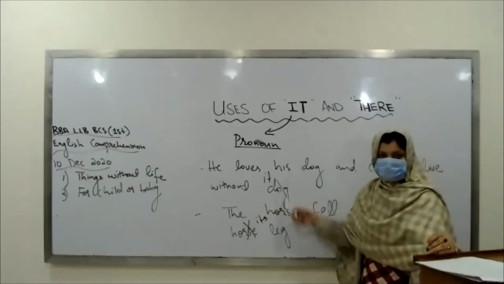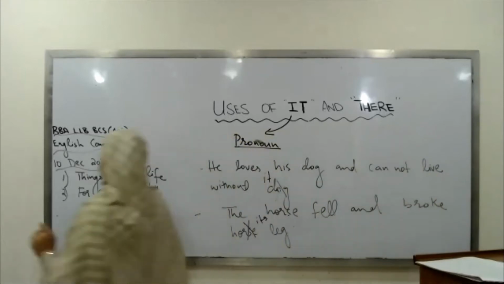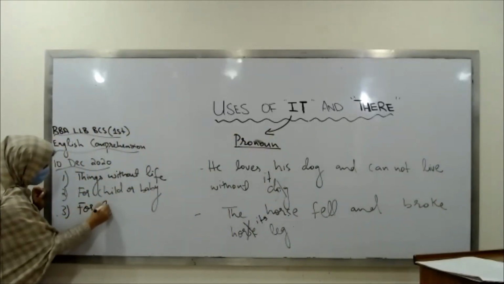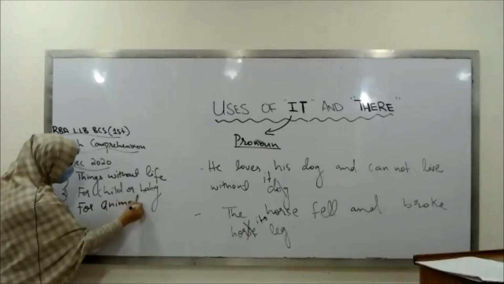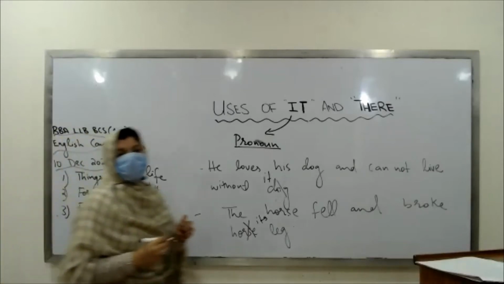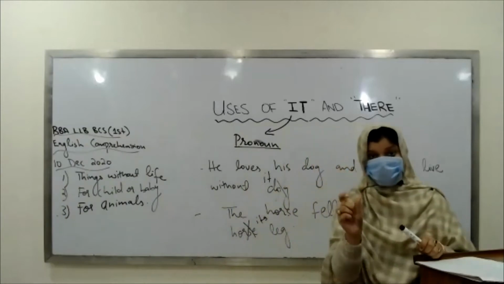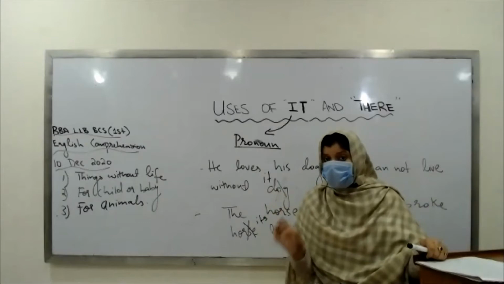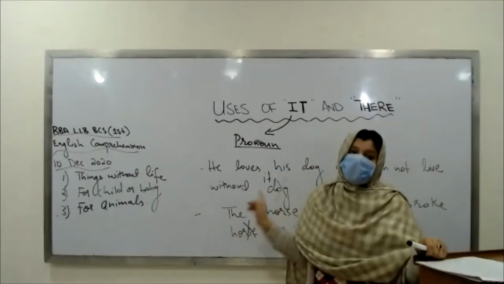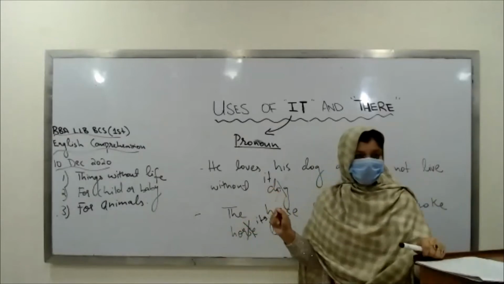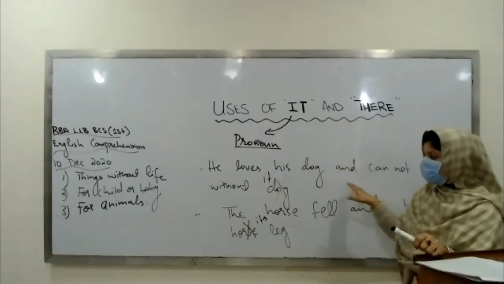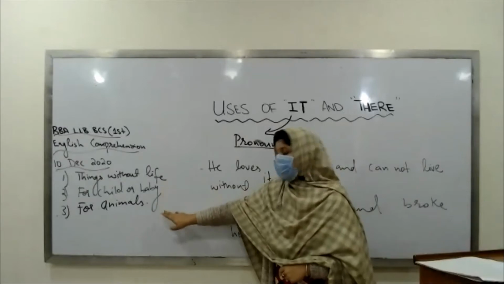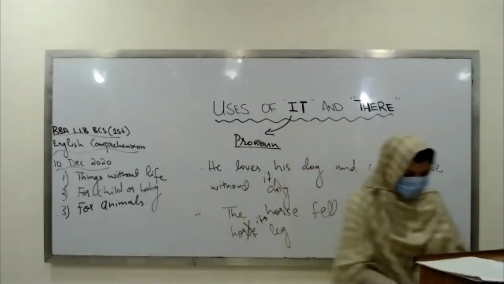So according to these examples, the third use of it is what? That it is used for animals, unless and until you are telling the exact gender of that. जब exact gender बताएंगे उसमें तो कोई problem ही नहीं है. But when you are talking generally about the animals, there you will use what? It, right? So are you clear till here? Three uses of it. First, things without life, for a child or a baby, and for animals, right?